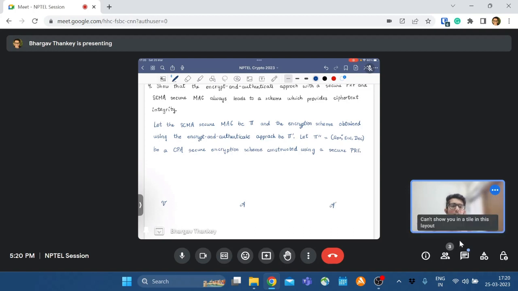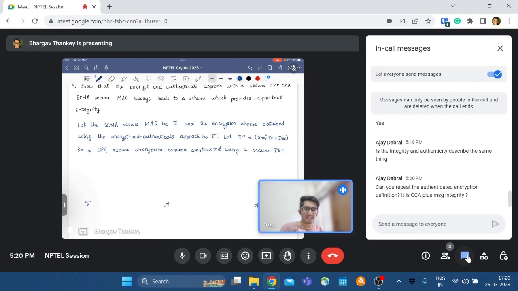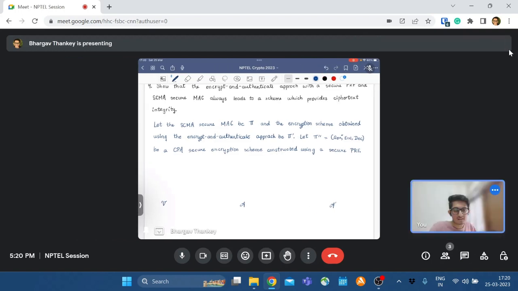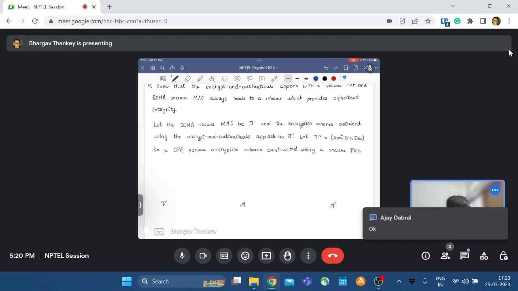Okay, so there are two things. There is authentication and there is authenticated encryption. Authentication is what I just told you, but authenticated encryption is CCA plus ciphertext integrity. Is this fine?